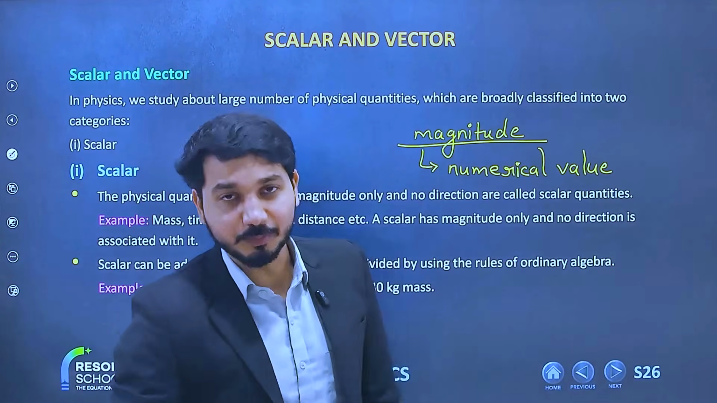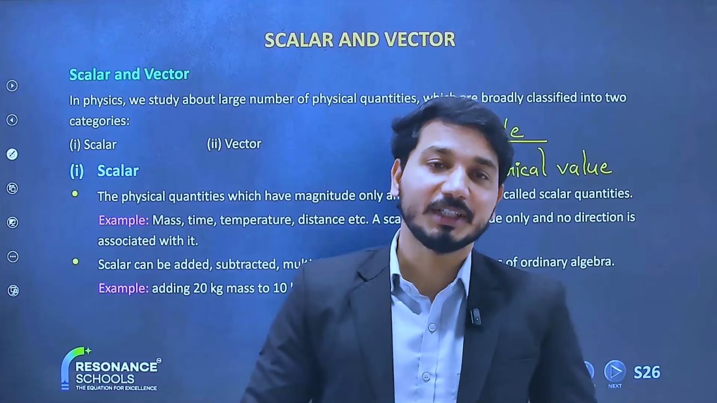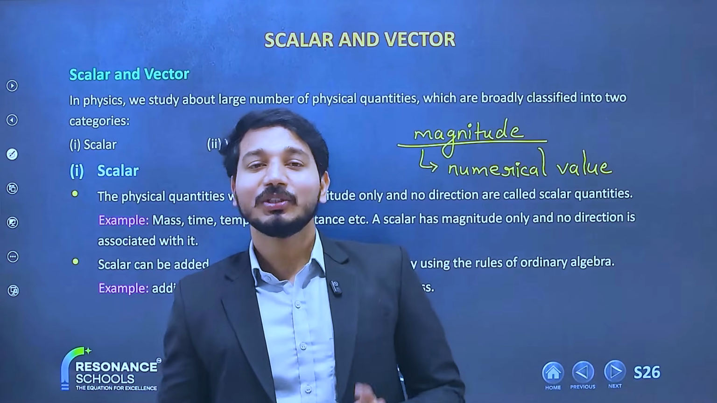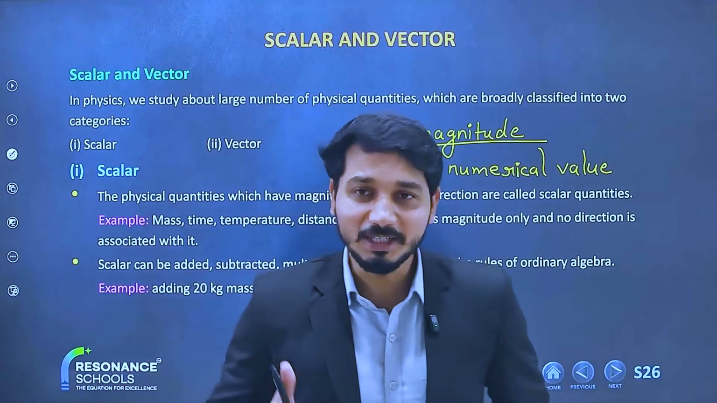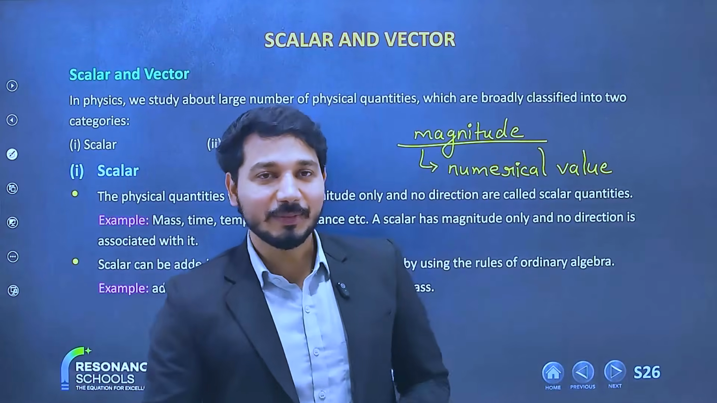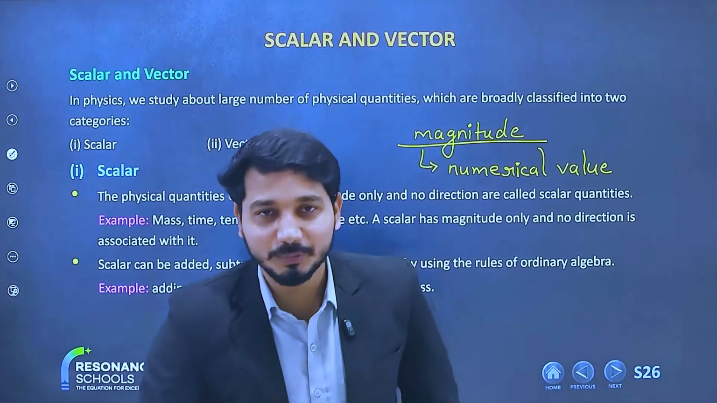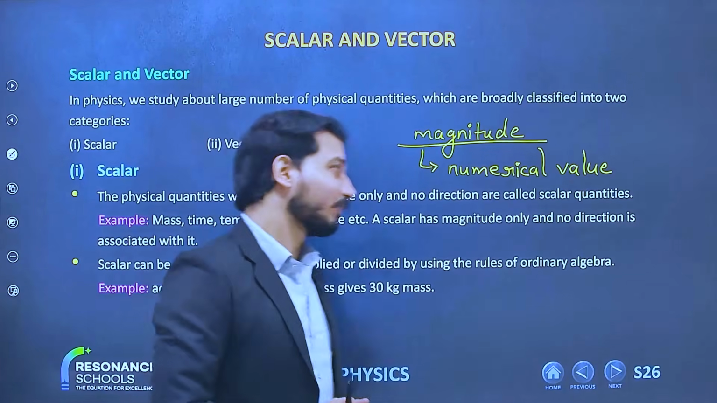So on the basis of magnitude and direction, physical quantities are further classified into two types, that is scalar quantity and vector quantity. Now coming to the main part, what is the meaning of scalar quantity?